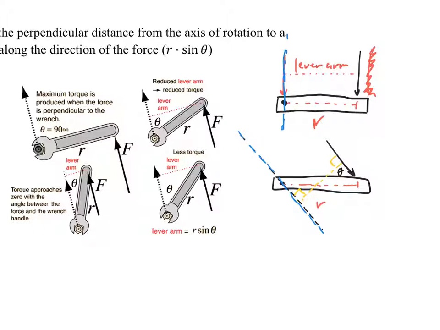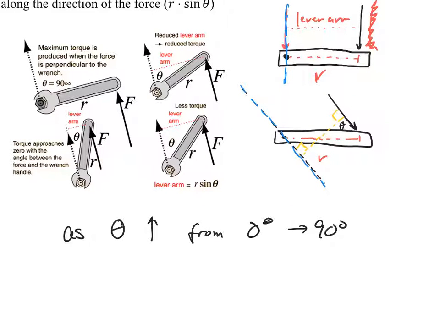So when I apply a force at a 90 degree angle, I get the most torque out possible. When I apply a force at an angle less than 90, I get less torque. How much less? It depends on the angle. So let's write a statement. As theta increases from 0 degrees to 90 degrees, the torque increases. In words, it says, as theta increases from 0 to 90 degrees, the torque itself increases.